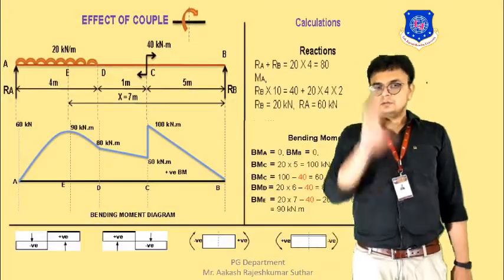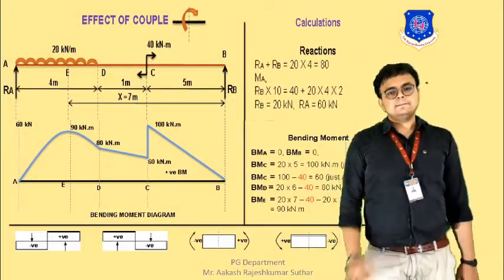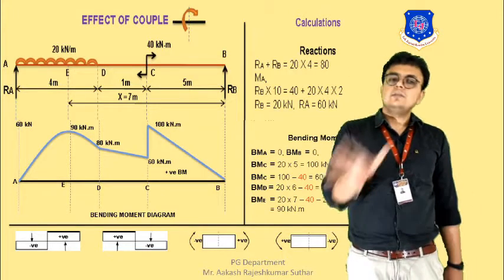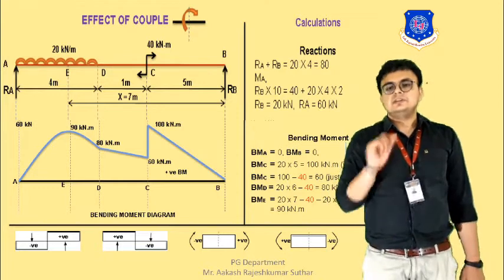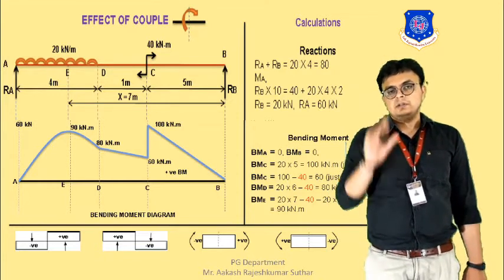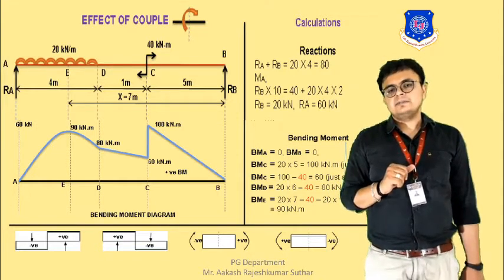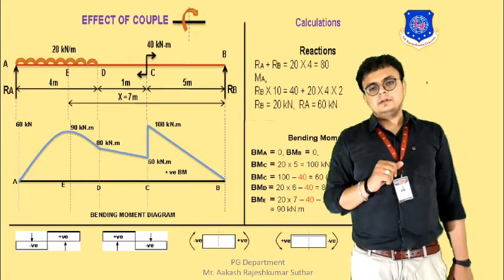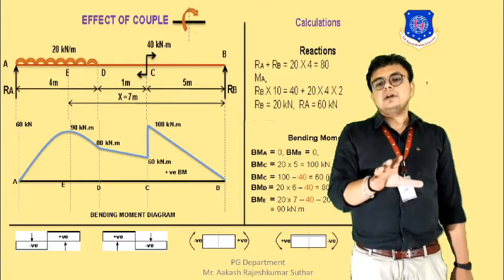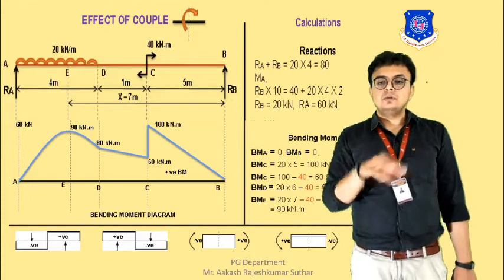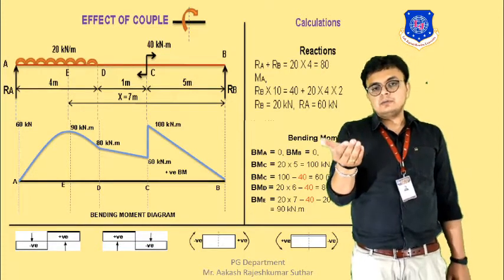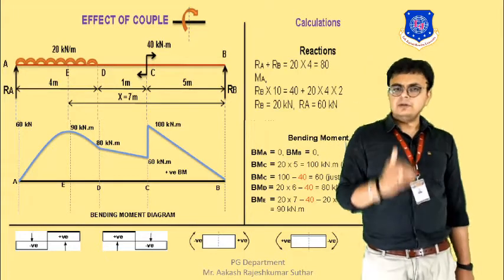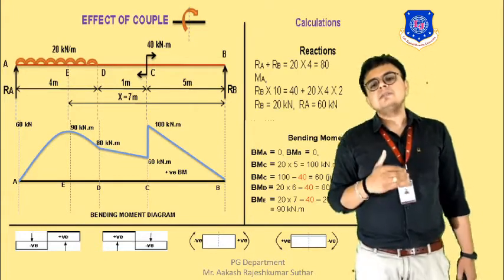Okay. So first thing is clear that the bending moment at both the ends A and B will be 0. Now we need to find the intermediate bending moment. Okay. So at C point we have the couple. So we have to find the bending moment just before, and we have to find the bending moment just after. So first of all, we will be moving towards the bending moment just before.